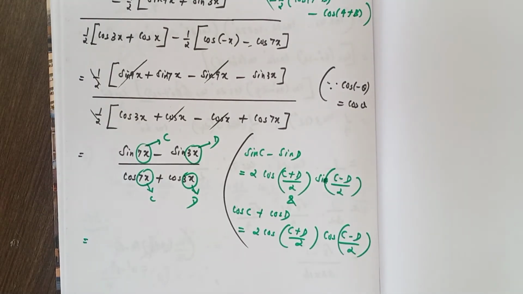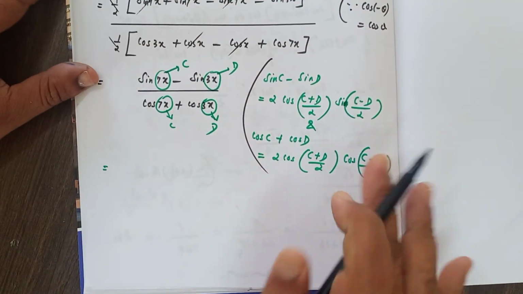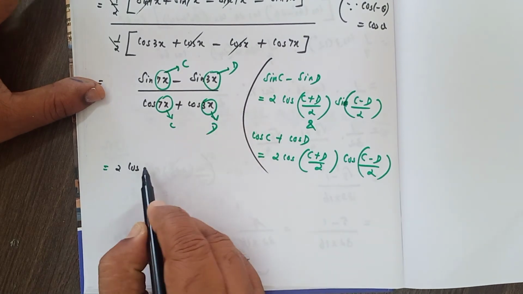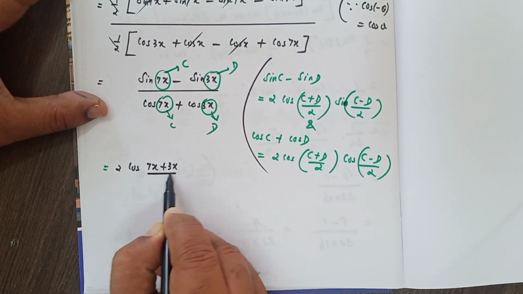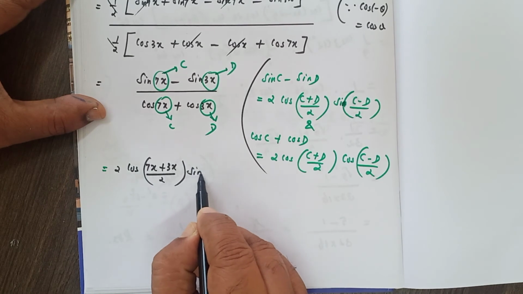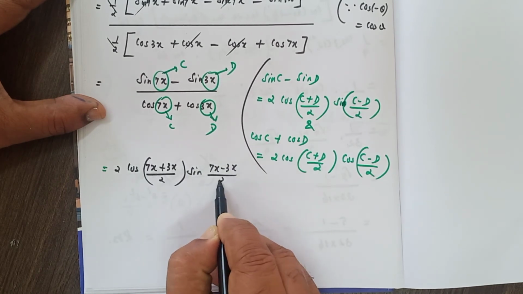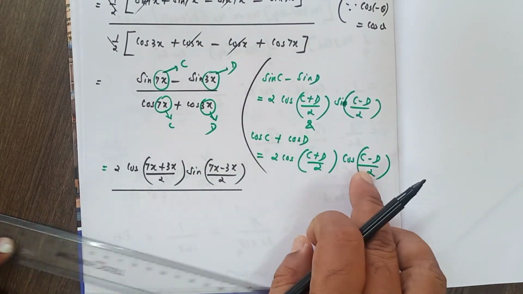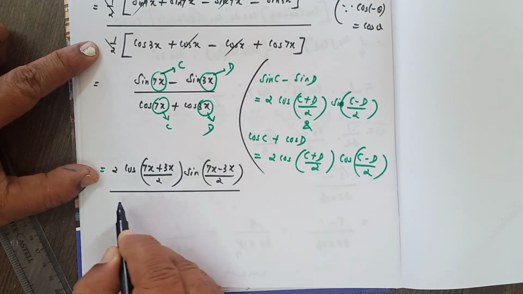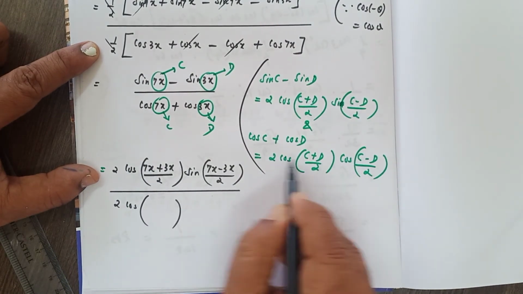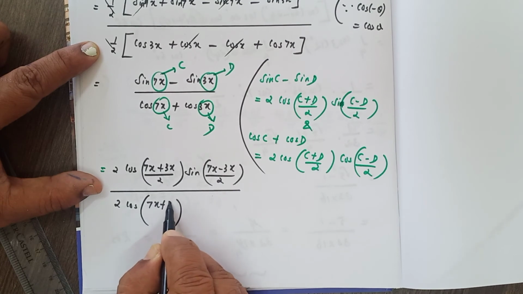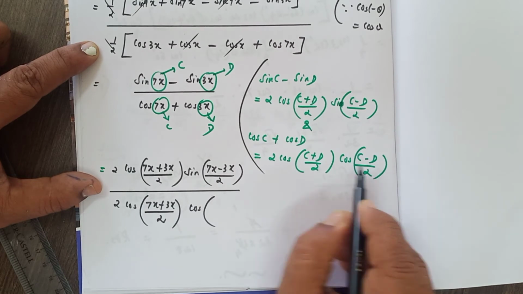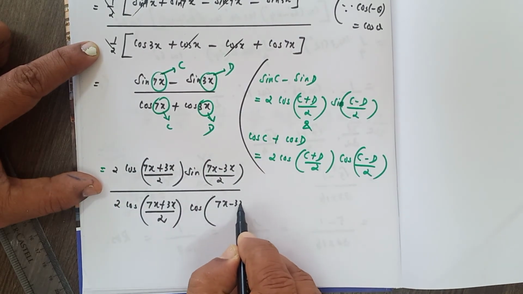Now we can apply that identity to write as it is. Cos of (C plus D) by 2, that is 7x, here 3x. 7x plus 3x by 2 sin of 7x minus 3x by 2. For the denominator, you have to apply this identity. 2 into cos of C plus D, 7x plus 3x, divided by 2 into cos of C minus D, 7x minus 3x divided by 2.